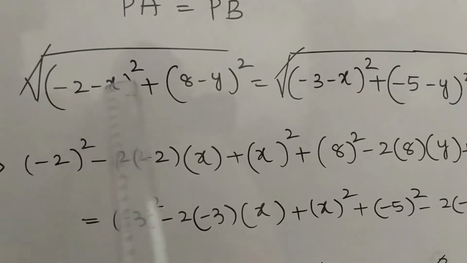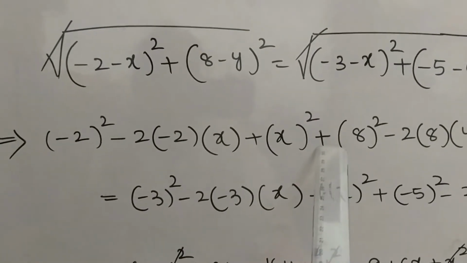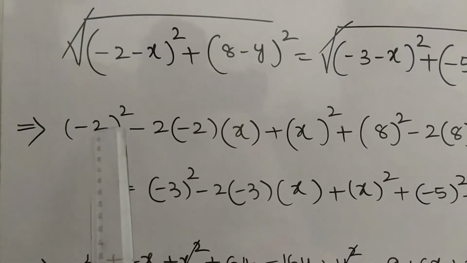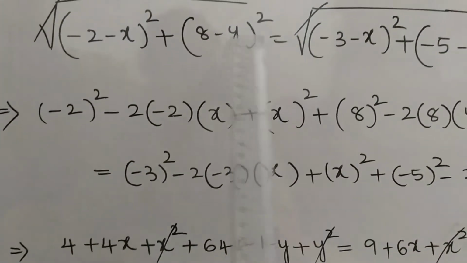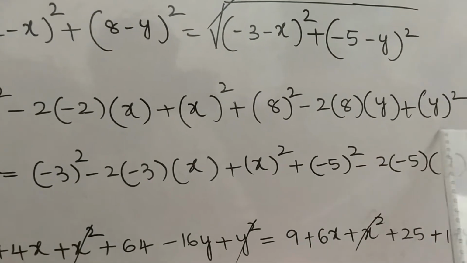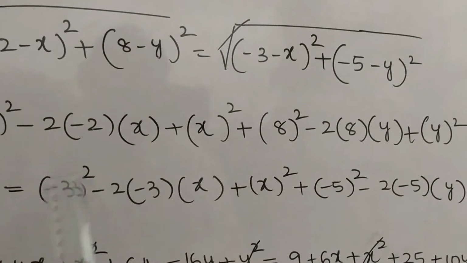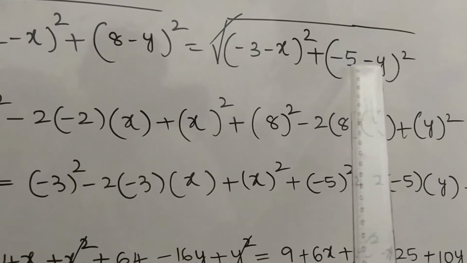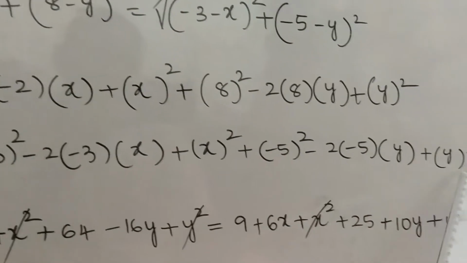Now it is in the form of (a minus b) whole square. So expand it. What is the formula? a square minus 2ab plus b square. Now here the a value is -2 and the b value is x. So according to the formula, a square is (-2) whole square, minus 2 into x, plus x square, and this is also (a minus b) whole square, that is 8 square minus 2 into 8 into y plus y square. And here also the same formula. This is (-3) whole square minus 2 into -3 into x plus x square. Here also the same formula, students. Take (-5) whole square minus 2 into -5 into y plus y square.